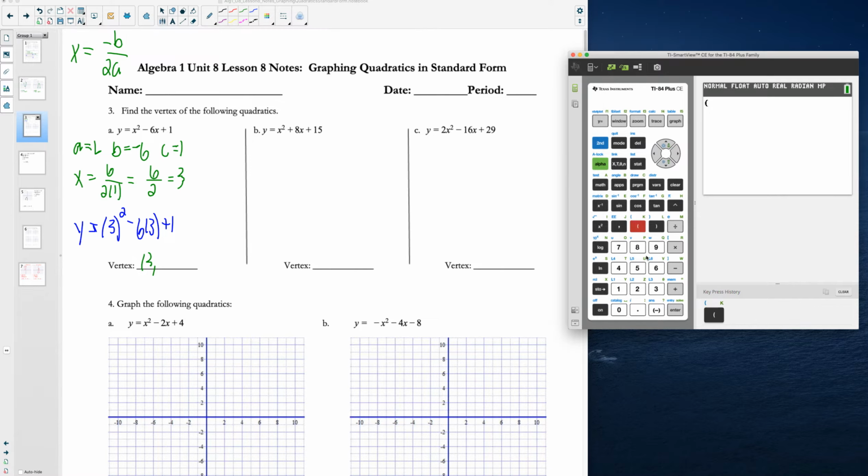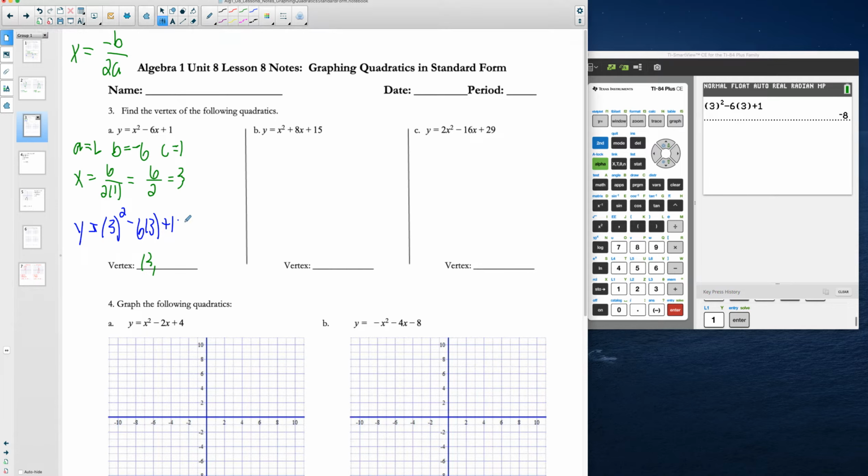And so I'm just going to type it just like it looks, parentheses included, and find out what our y value is. So just like that, and there it is. Our y value is negative 8. So this is equal to negative 8. All right, and so there's our vertex.